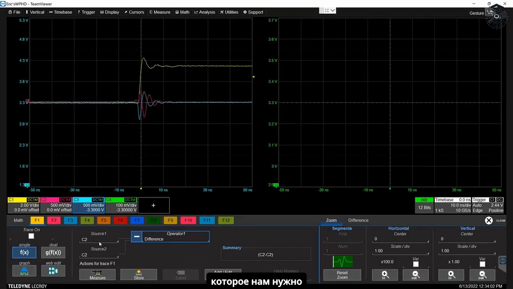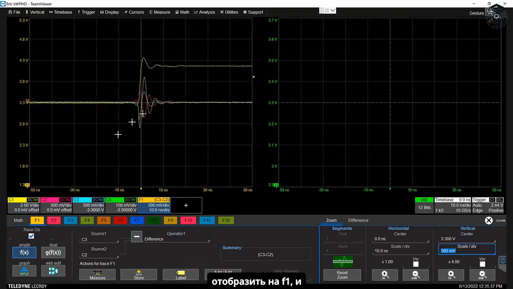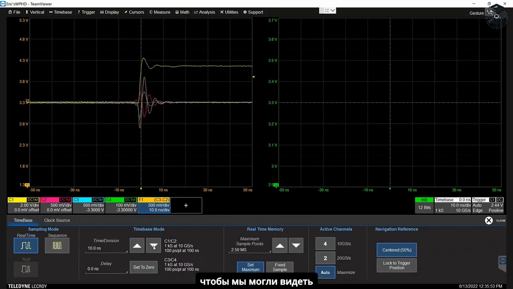We want channel 3, that's the power rail voltage, and we're going to subtract from channel 3 the ground bounce voltage. That's going to be the difference, and that's what we're going to display on F1. And there we are. You notice we got the same scale. Everybody's at 10 nanoseconds per division. We've got 500 millivolts per division. That's the difference voltage. It's a little busy here. Let me expand out just one click so we can see that a little bit better.